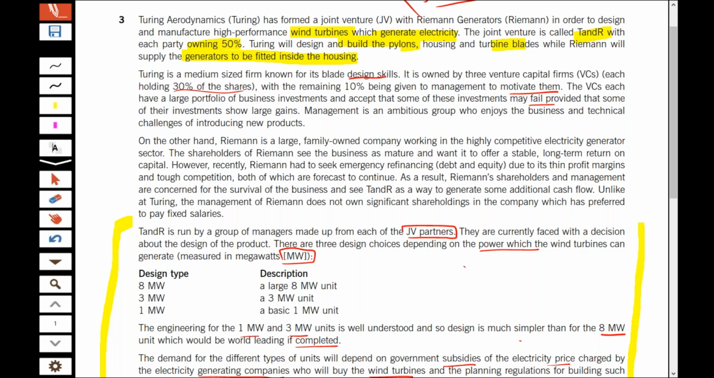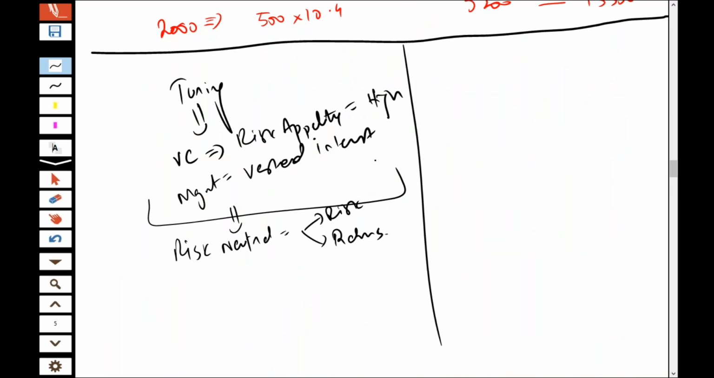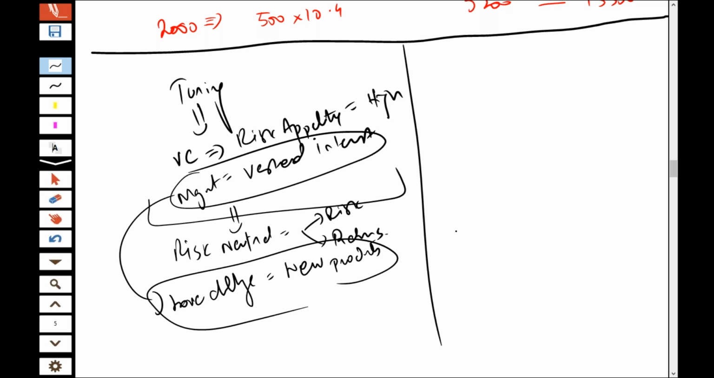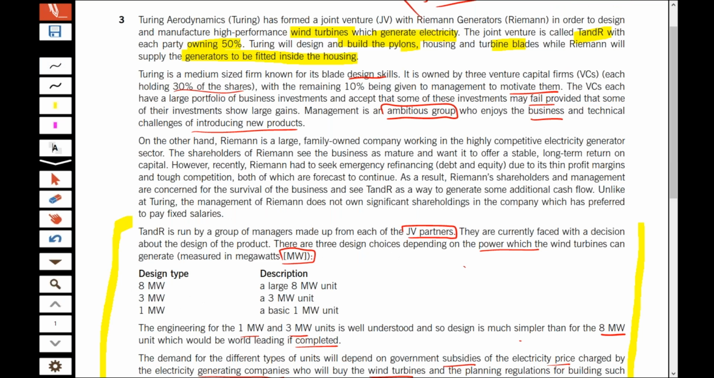It says management is an ambitious group who enjoys the business and technical challenges of introducing new products. So the management has a vested interest and they love challenges. They love challenges and they want to introduce new products.